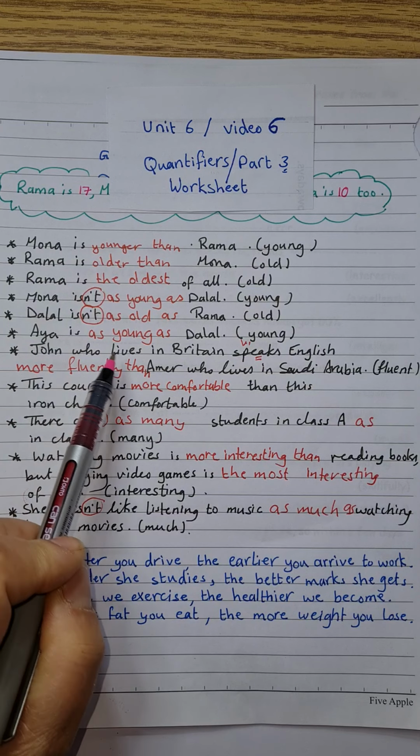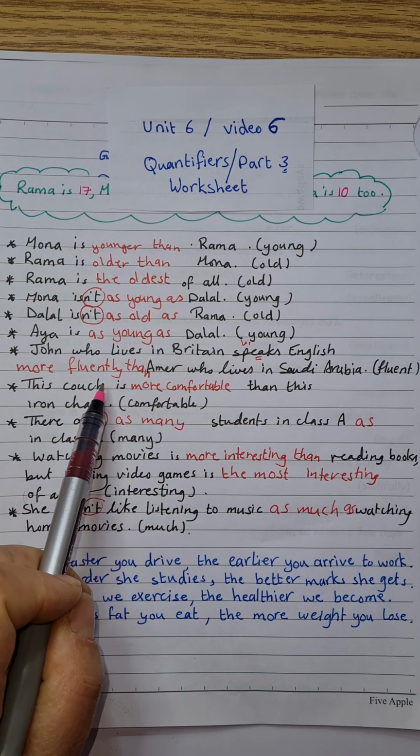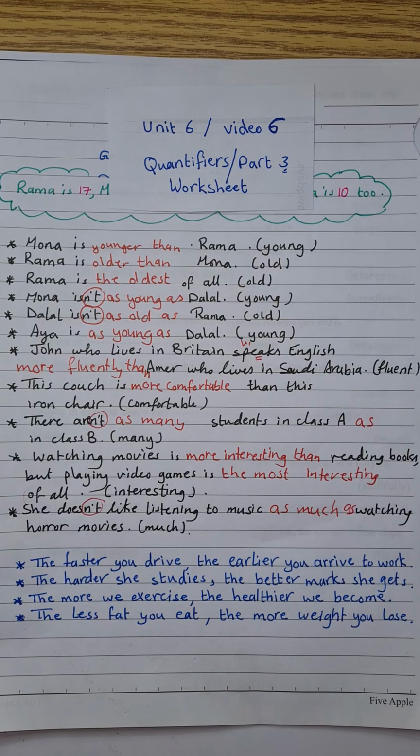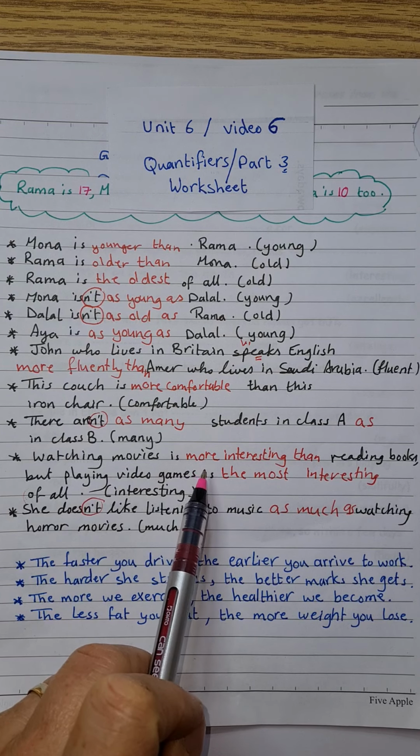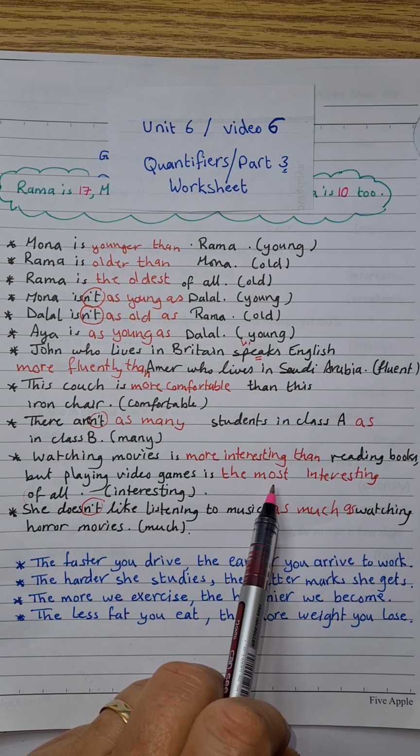Like we said, Aya is as young as Dalal. And we said that we can compare using adjectives like young, like old, or we can use also comparative with adverb, like the word fluently here. Okay, and we said that if the adjective is too long and we want to compare between two things, then we use more, and we put the adjective followed by than. And if the adjective is too long and we want to use the superlative, we put the and we put most and then we put the adjective. So most instead of the est, and more is instead of the er with the adjective.